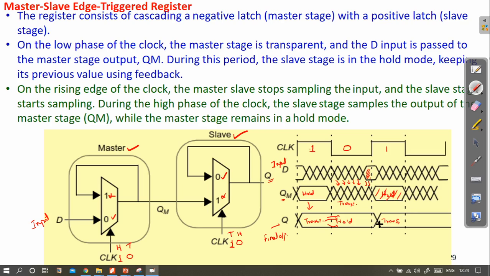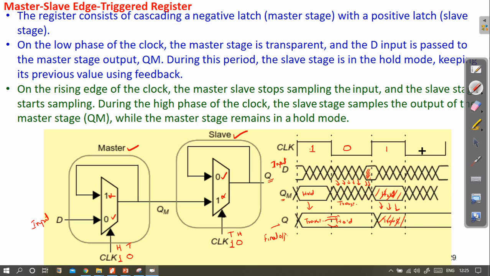And for the slave, which is in transparent mode now, the value of QM will be transferring to Q directly. So the value of QM will be transferring to Q directly here. So it will look like this, similar.